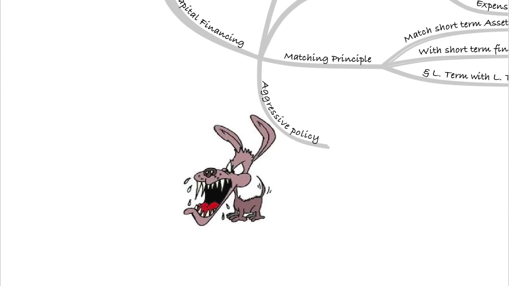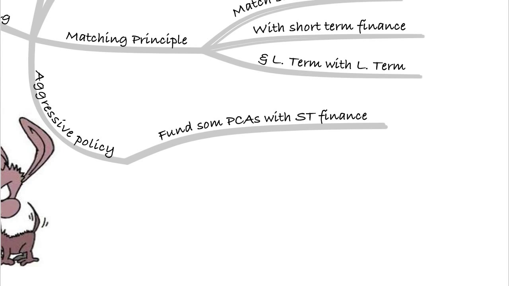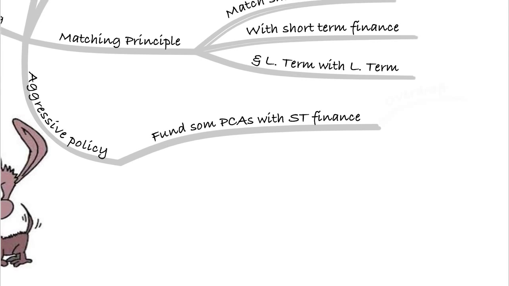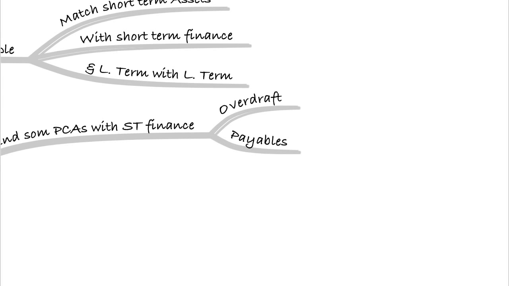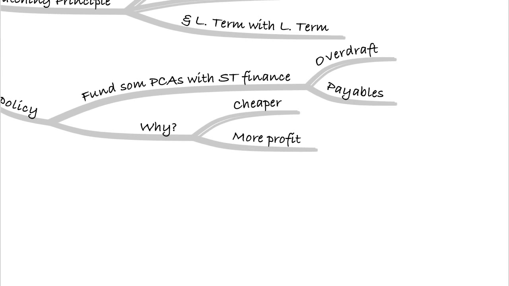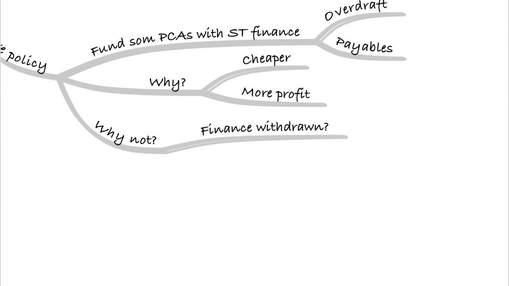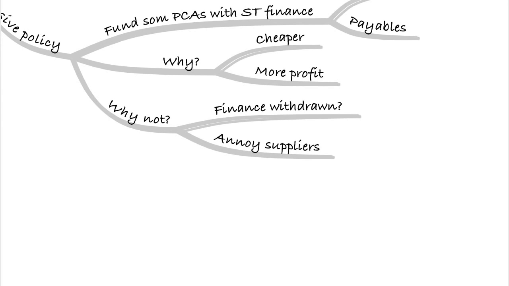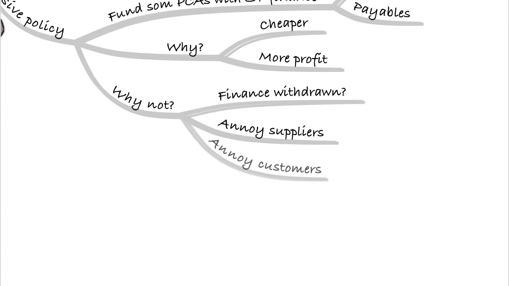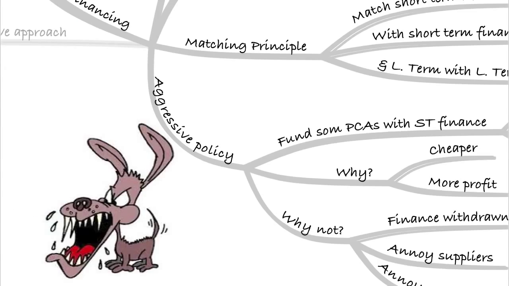So as we saw with the diagram then, an aggressive policy meant that we funded some of our permanent current assets with short-term finance because it's cheaper. We're thinking of our overdraft and our payables. And we did that because it's cheaper and we can make more profit. So funding some of those permanent current assets with short-term finance. Why should we not do this? What are the disadvantages? Well, the finance can be withdrawn. The bank can take your overdraft and your suppliers can stop financing you. You can also annoy your suppliers by not paying them and annoy customers by putting pressure on them to pay you. So that's the problems with an aggressive policy.